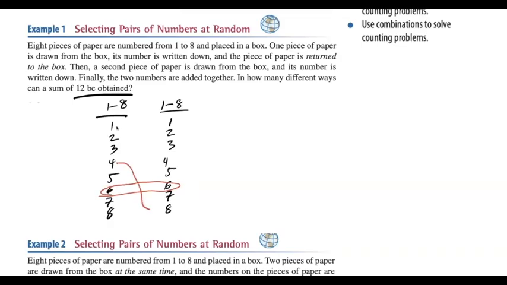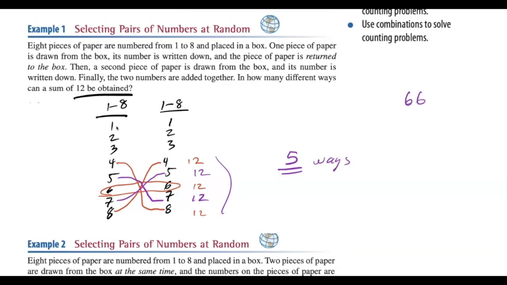I could do 4 and 8. That would also give me 12. Well, 8 and 4 would give me 12 also. And then how about 5 and 7 and 7 and 5? So it looks like there's 5 ways to get 12. I could do 6 and 6, 7 and 5, 5 and 7, and 8 and 4 and 4 and 8. We're only going between 1 and 8. Those are the only ways I could get 12. That's if we pick a number, put it back, and then pick a number again. There's 5 ways to get 12.